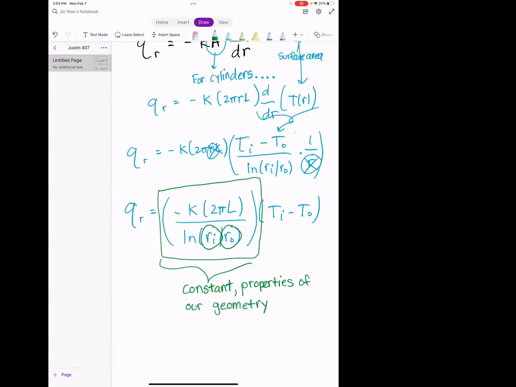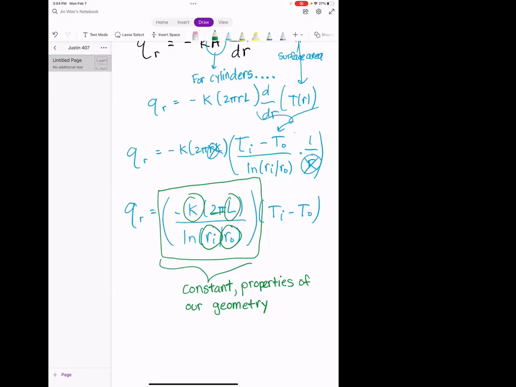We have a lot of factors here, like the radii. Those are properties of our cylinder. We have the length of the cylinder, and that's obviously a property of our cylinder. We also have the thermal conductivity, which is a property of the material of our geometry. And then we have 2 pi. 2 pi is just chilling, and it's always going to be the same no matter what.